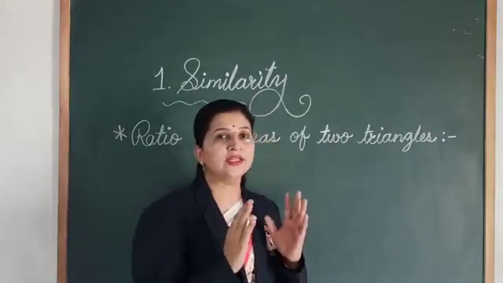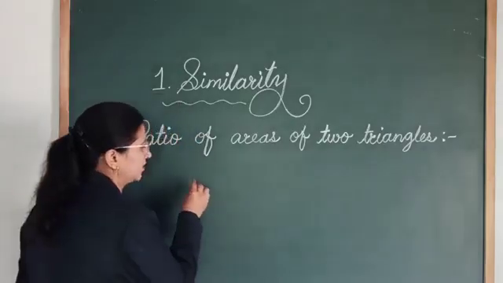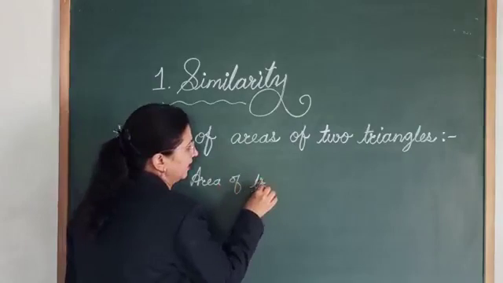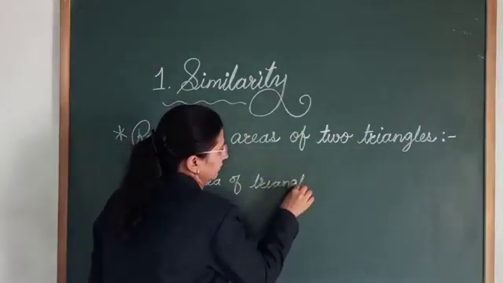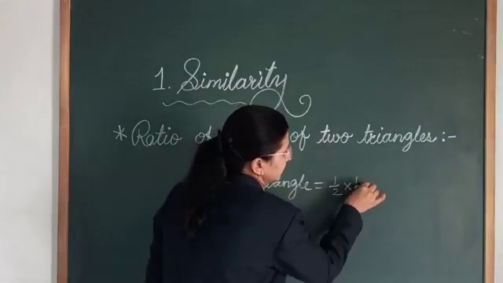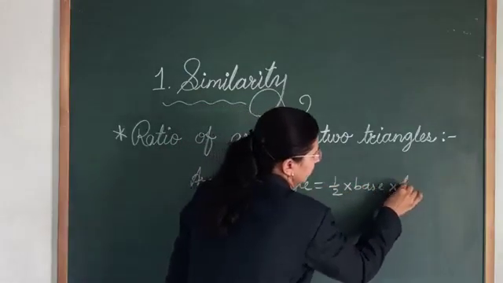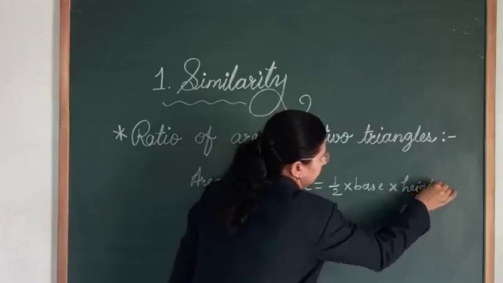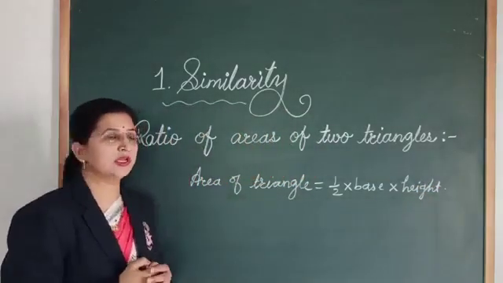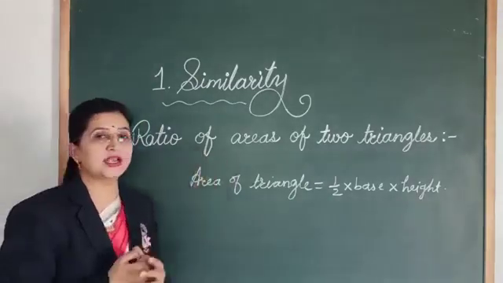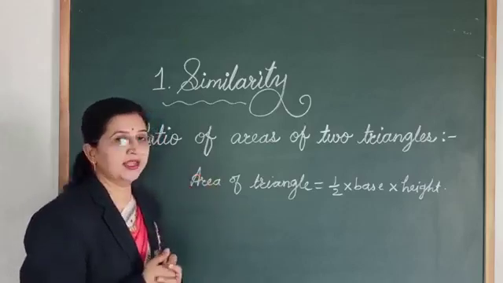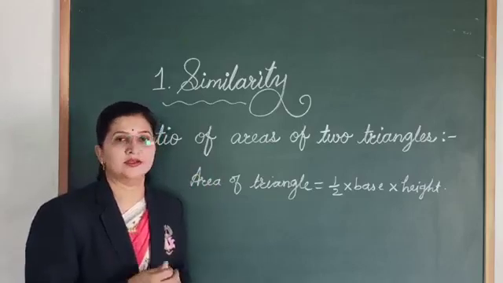Okay? So, we are knowing the formula for the area of triangle. What is the formula? That is, area of triangle is equal to half base into height. Okay? So, now in this part, we are going to learn the ratio of areas of two triangles. Okay, we are going to learn different ratios of the areas of different triangles. Okay, so let's see.